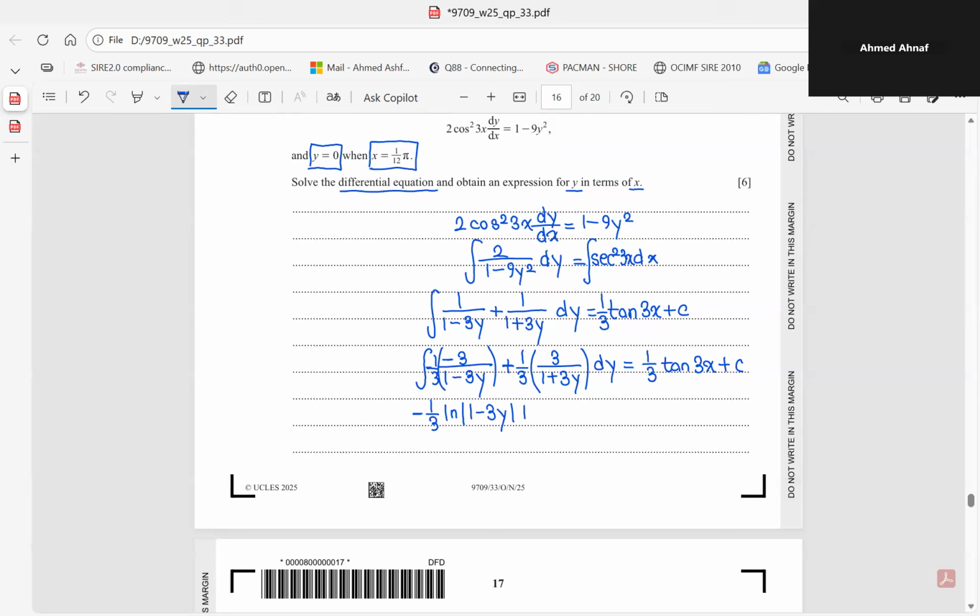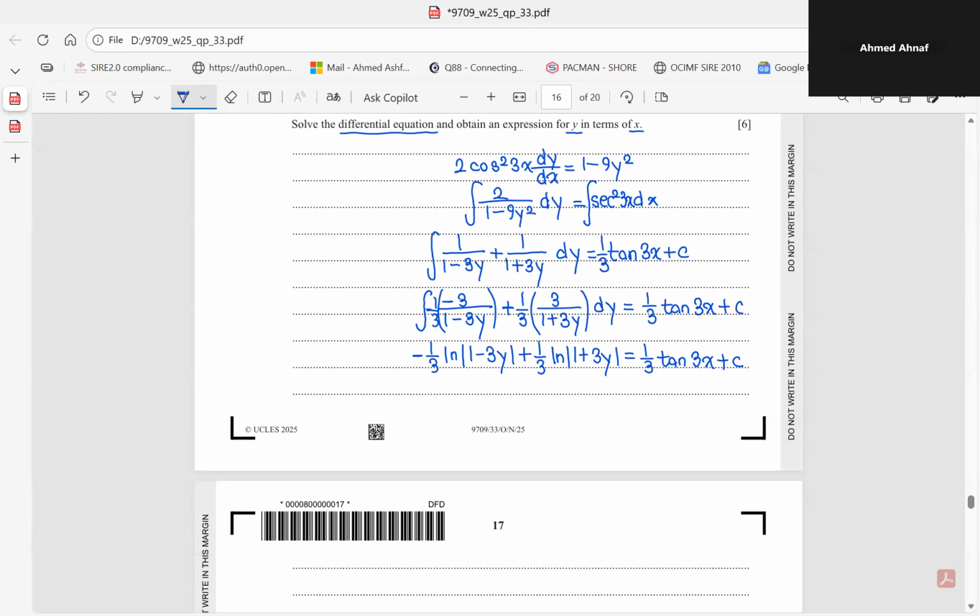Same for this. Keep the scalar and just integrate whatever is inside the bracket. So this one's also in the form f prime x over fx. So this should just be 1/3 ln of 1 plus 3y. Okay, and then this would be 1/3 tangent 3x plus c.